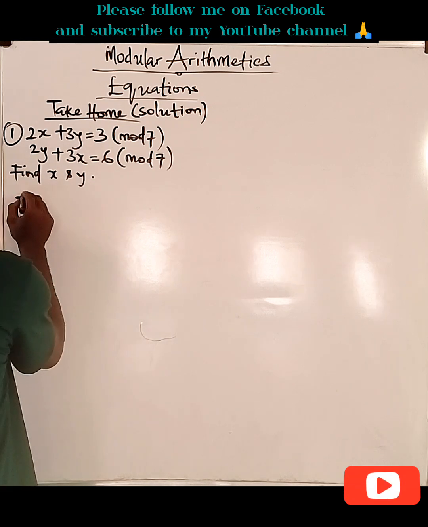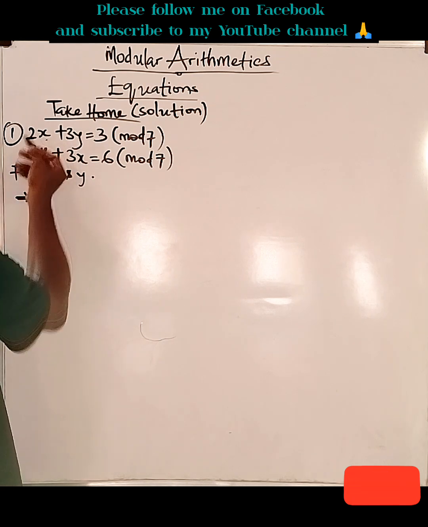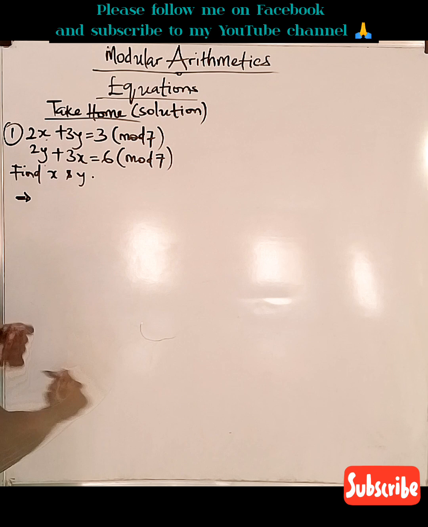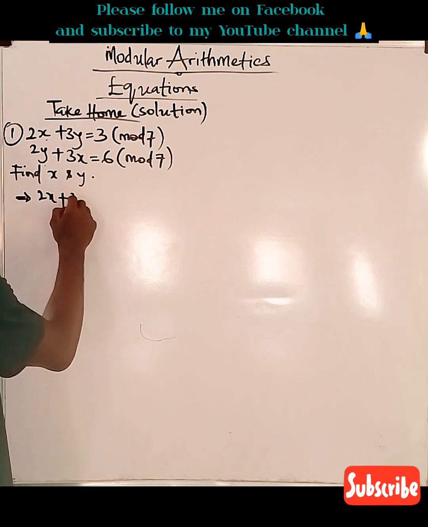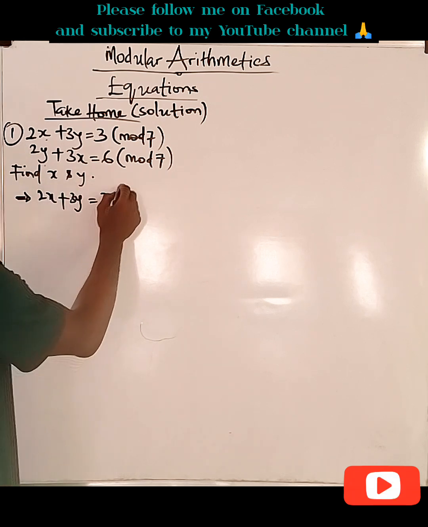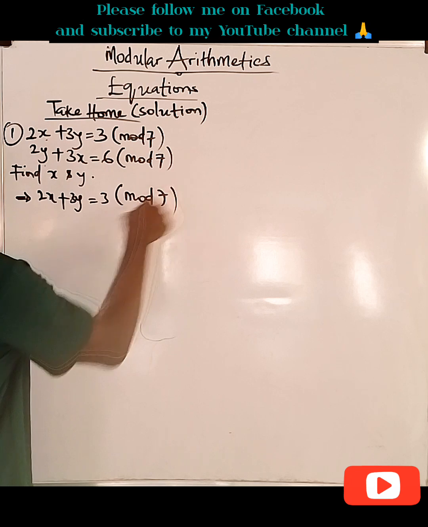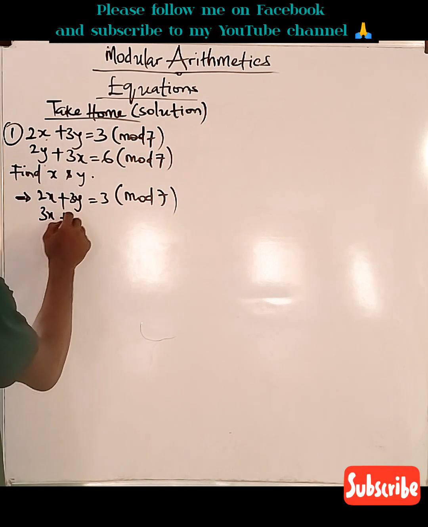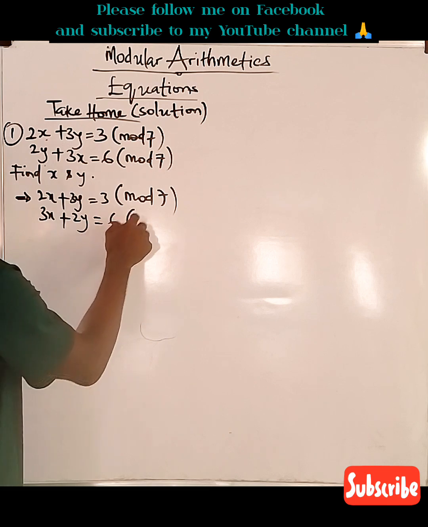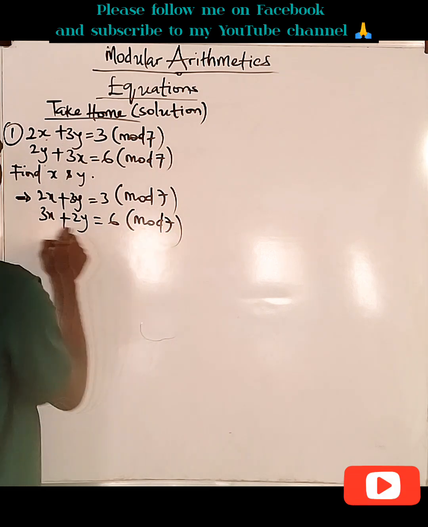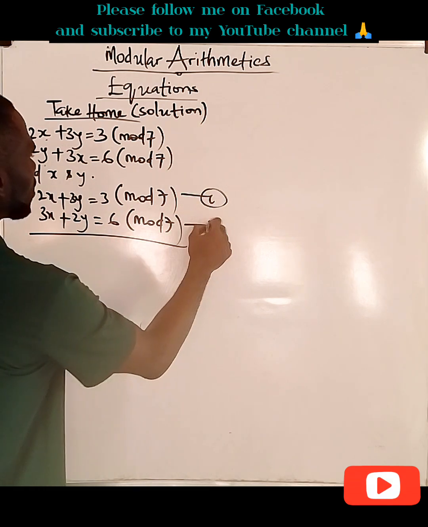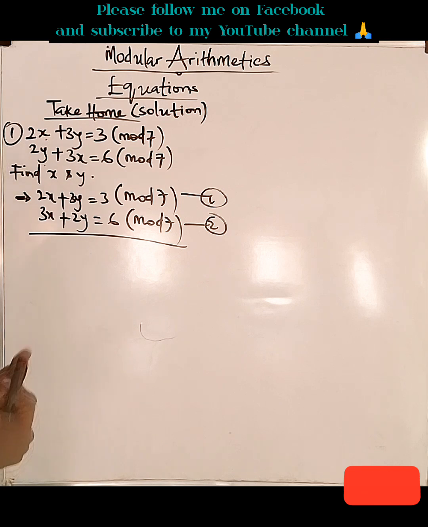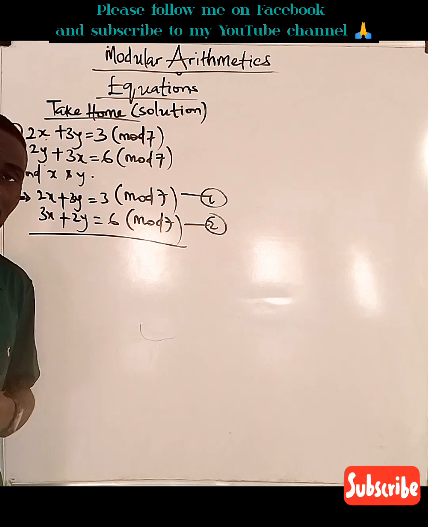Now, the first thing we're going to do is rearrange those very stuff. Here we have x, we have y, so we're going to rearrange them. So that is 2x plus 3y equals to 3 modulo 7. Then the 3x comes to the front. That's 3x plus 2y equal to 6 modulo 7. So that's equation 1. That's equation 2. What do we do next? The best approach you can use here is the elimination approach.